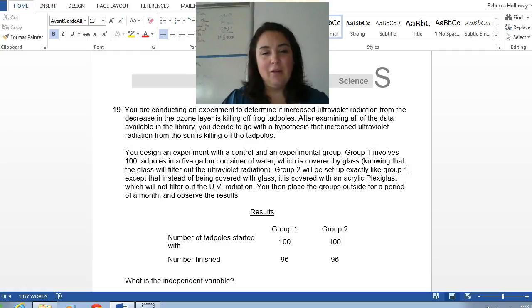You decide on an experiment with a control and an experimental group. You design it: Group 1 involves 100 tadpoles in a 5-gallon container of water, which is covered by glass, knowing that the glass will filter out the ultraviolet radiation. Group 2 will be set up exactly like Group 1, except that instead of being covered with glass, it will be covered with acrylic plexiglass, which will not filter out the UV radiation. You then place the groups outside for a period of a month and observe the results.